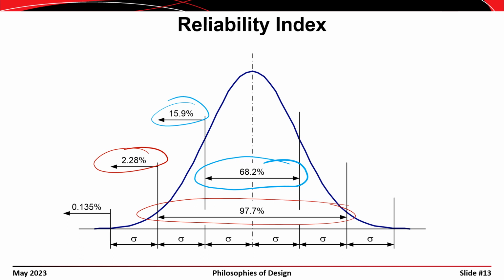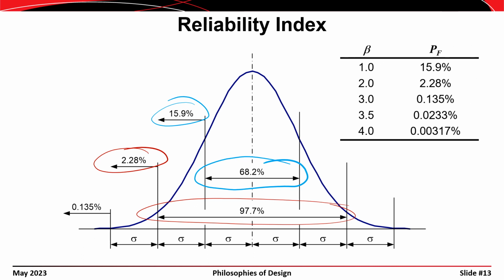So what this correlates to is we can develop a relationship between the reliability index beta and the probability of failure, P sub F. So if we set beta equal to 1, that would mean that we would have a probability of failure of 15.9%. On the other hand, if we set beta equal to 3.5, then we would have a probability of failure of 0.0233%.